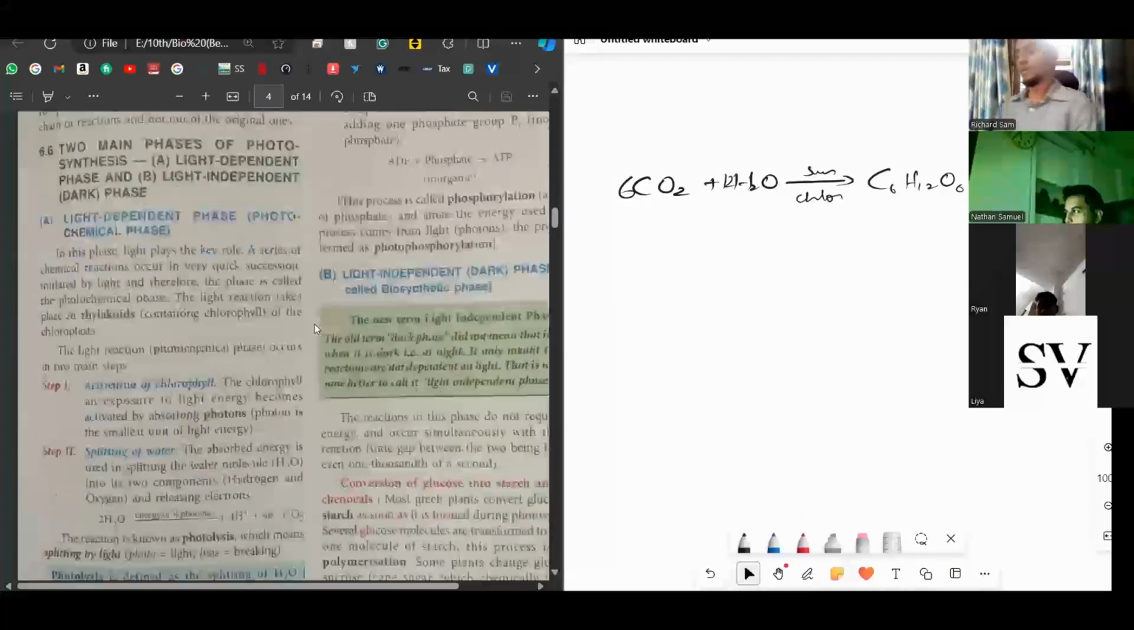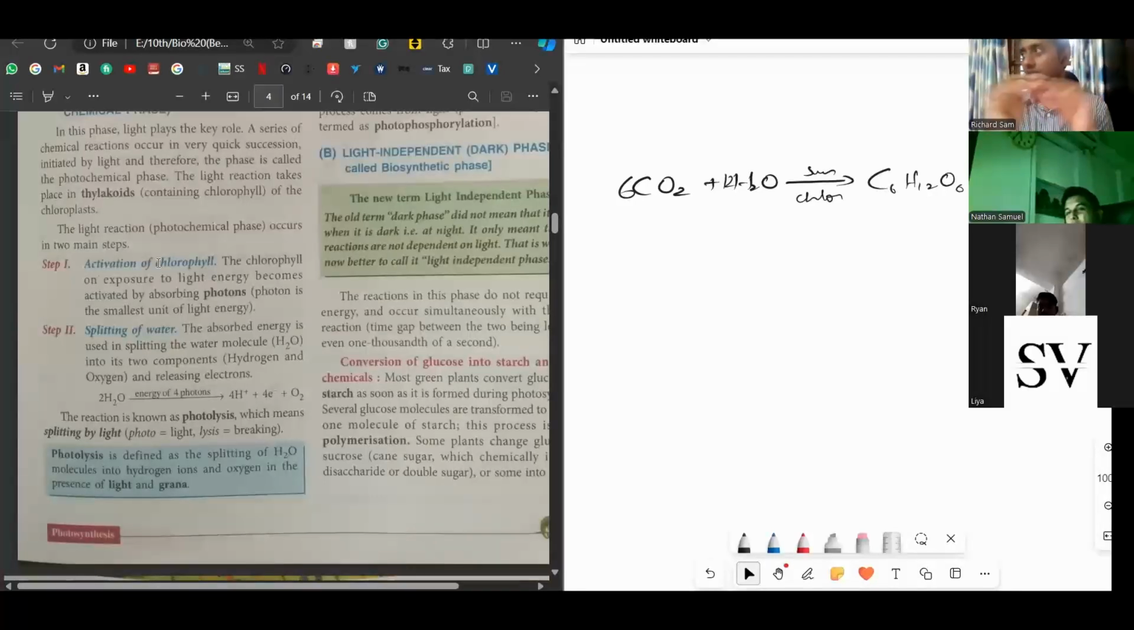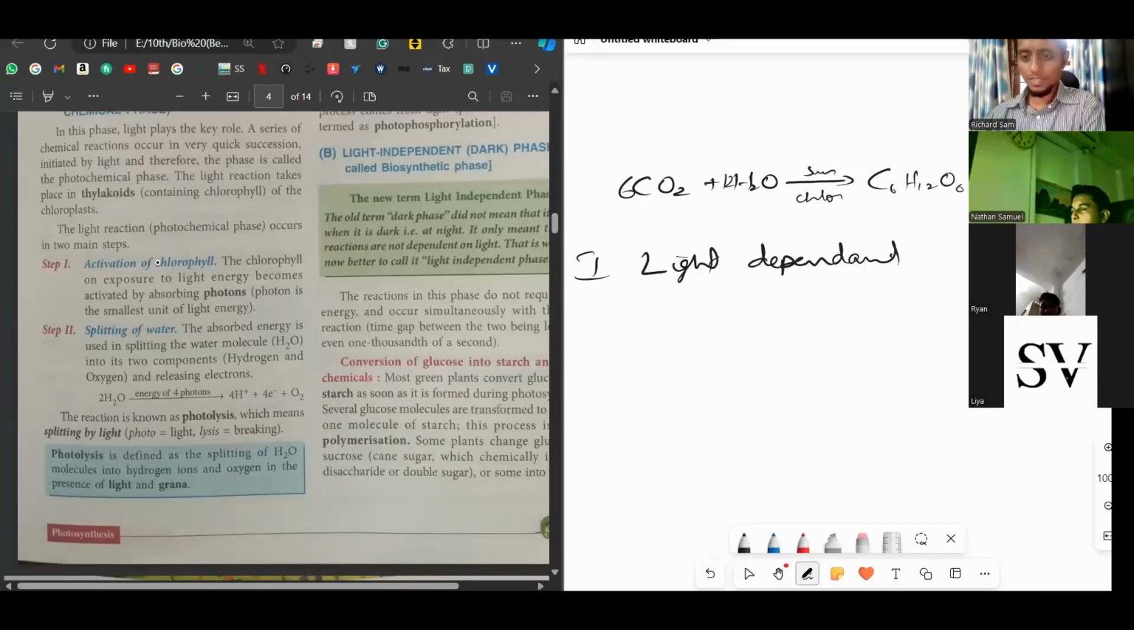Okay, let's move on. Now look here, everyone. The first phase is called the light dependent phase, right? This light dependent phase happens in two steps: step 1 and step 2.